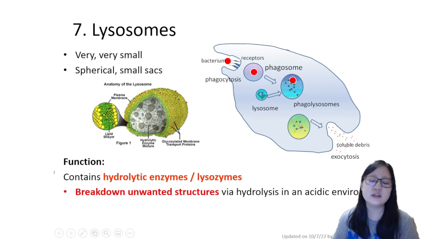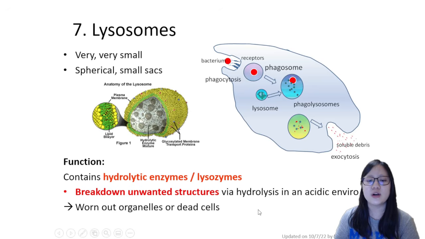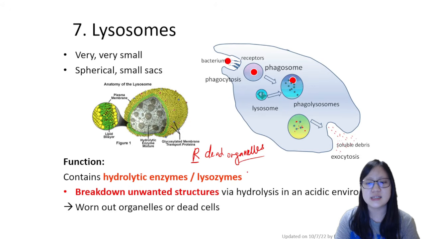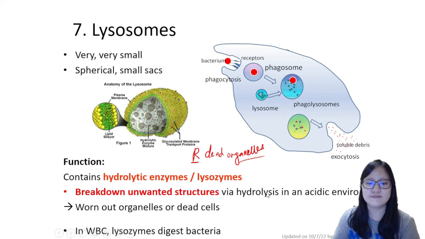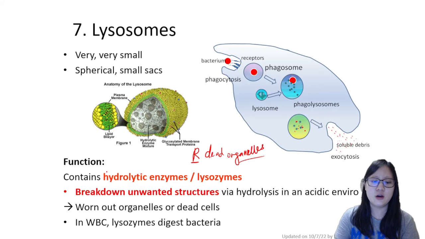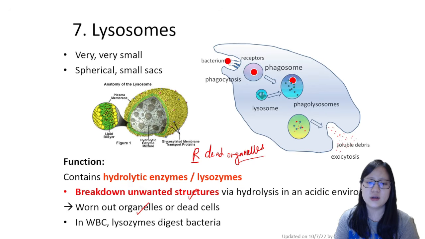Now, unwanted structures is allowed, worn out organelles is okay, or dead cells is fine, but the exam would reject, which means they will deduct marks, if you wrote dead organelles, because organelles are not living things. We don't see organelles as living, we see whole cells as living. So do not write dead organelles, write worn out or damaged organelles would be fine. So this is definitely not what they want. Worn out organelles, unwanted structures, or dead cells are accepted.